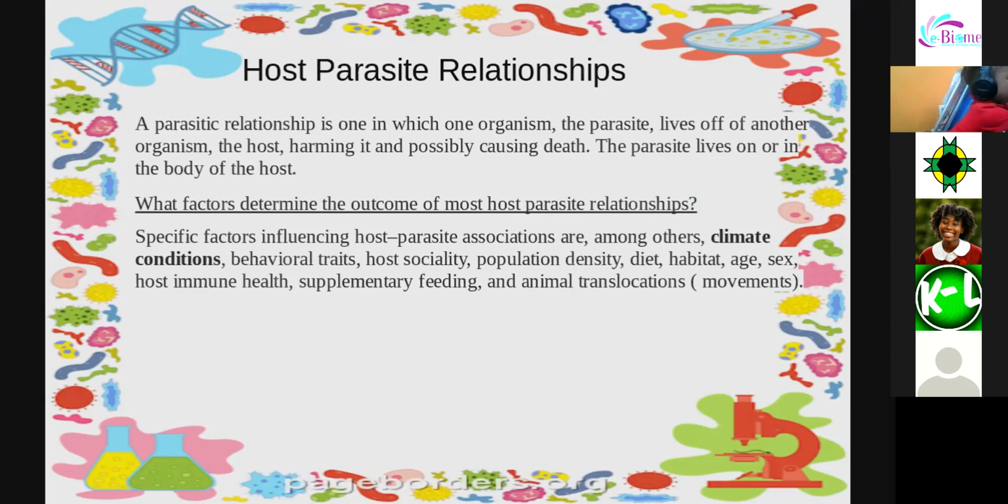So let's look at factors that determine the outcome of most host-parasite relationships. So we say that specific factors influencing host-parasite associations are among climate conditions, behavioral traits, host sociality, population density, diet, habitat, age, sex, host immune health, supplementary feeding, and animal translocation or movements.